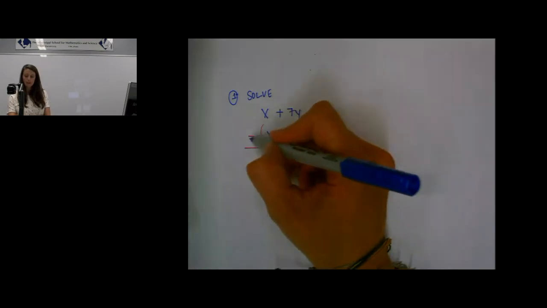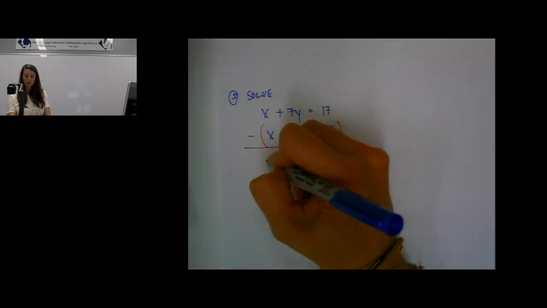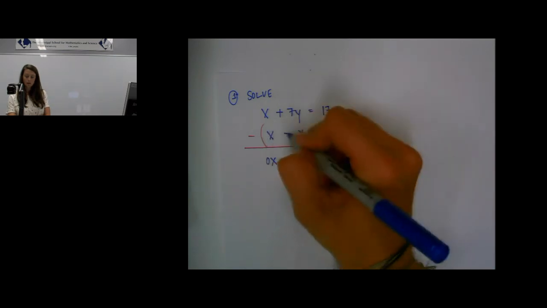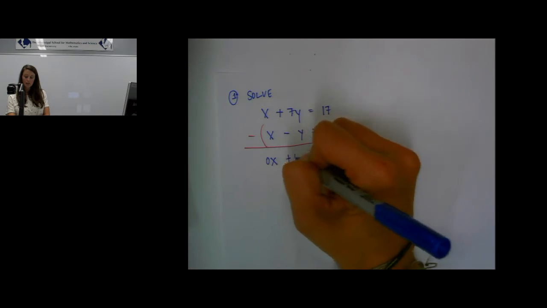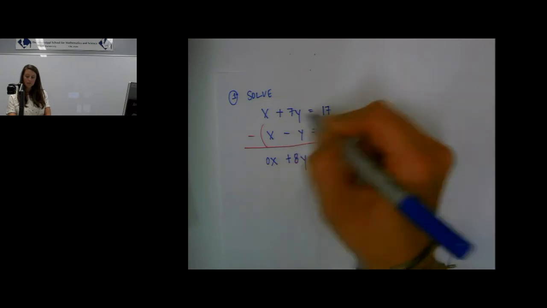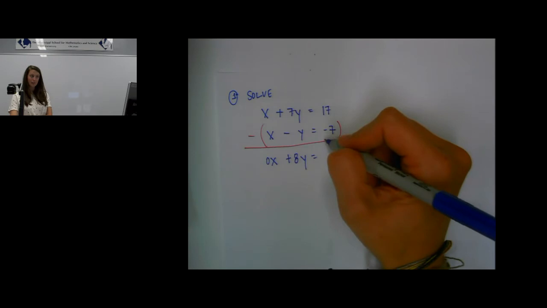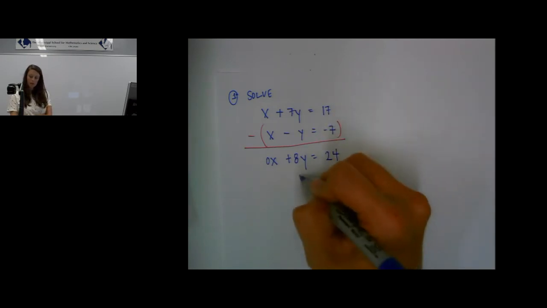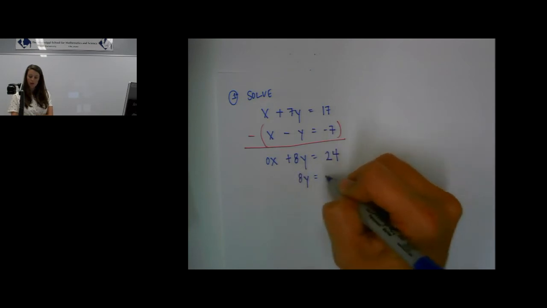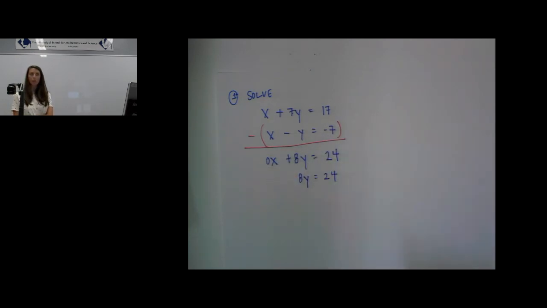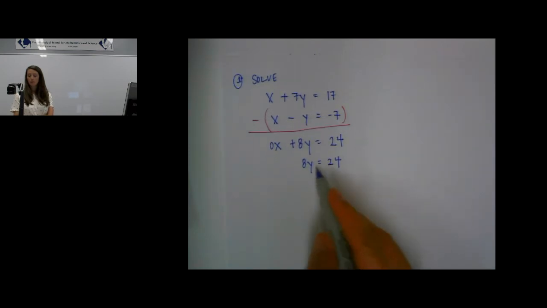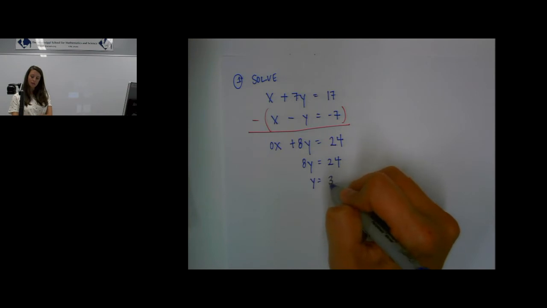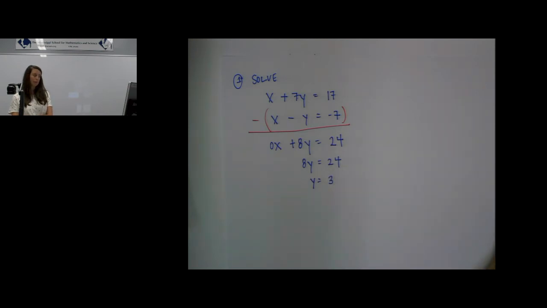If I subtract this equation, what's going to happen? I'm saying x minus x, which will be 0x, right? 7y minus a negative y, so that's going to be a plus, so I'll have plus 8y. 17 minus a negative 7 there, so that's going to be a positive 24. So what happened to your x? Your x variable went away, right? So now you're left with just 8y. Now I can solve for y by dividing both sides by 8. So my y value is going to be 3.